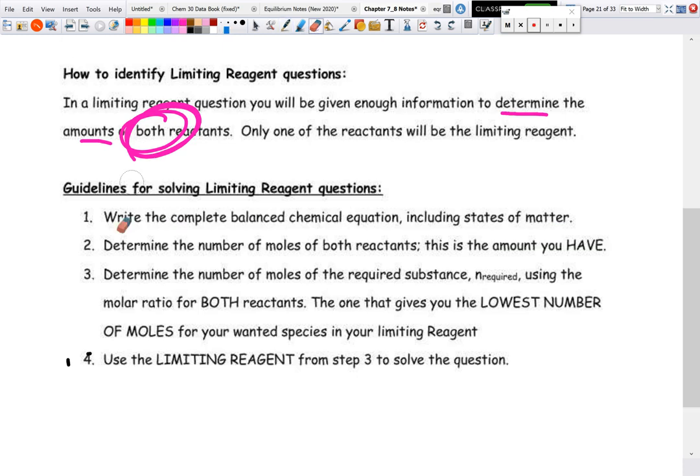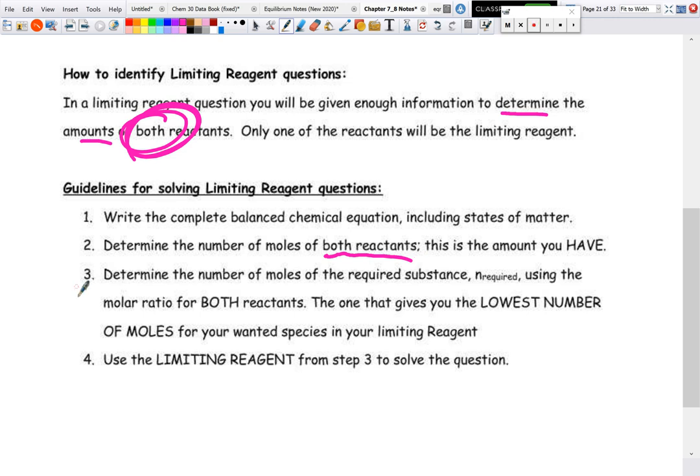When we look at our steps for solving limiting reagent questions, you're going to notice that it is very reminiscent of all the stoichiometry problems that you have done so far. Step 1: write the complete and balanced chemical equation and states of matter. That is what we've done so far with all 3 different forms of stoichiometry. Step 2: determine the number of moles of both reactants. Normally it was only 1 given, whereas this time, because we're given 2, we determine the number of moles of both of them.